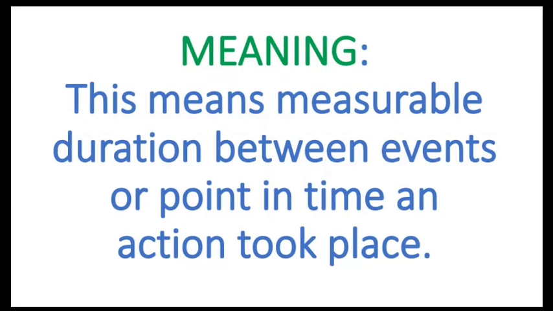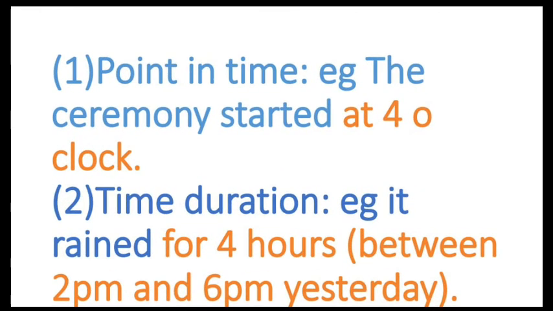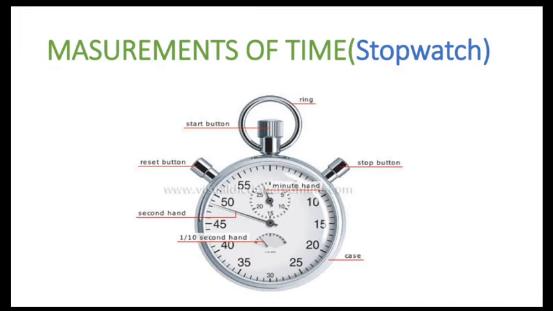Time is a measure of the duration between events or point in time an action took place. For example, the ceremony started at 4 o'clock. At 4 o'clock is point in time. It rained for 4 hours. For 4 hours is time duration. Alright? Now let's look at measurement of time.